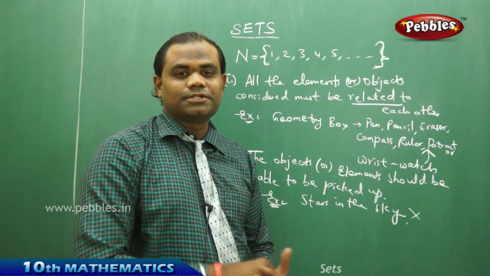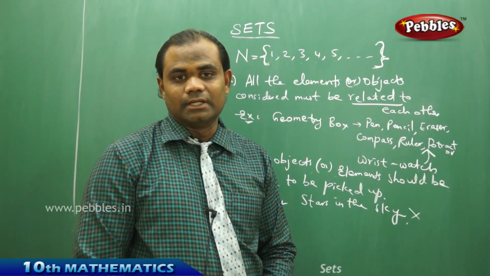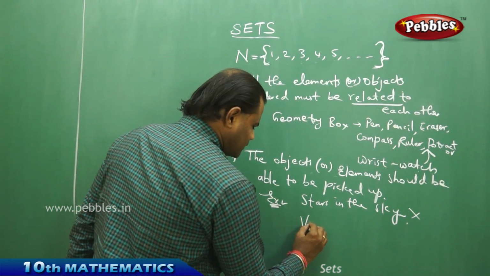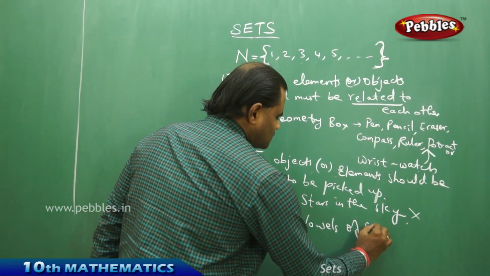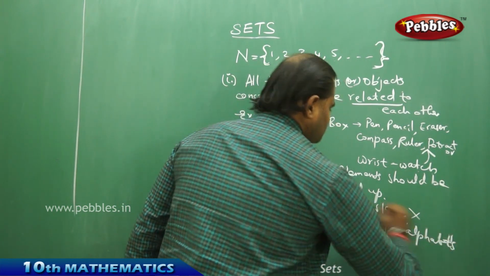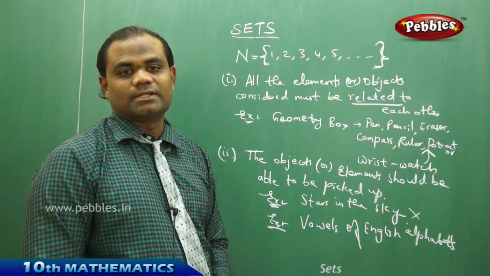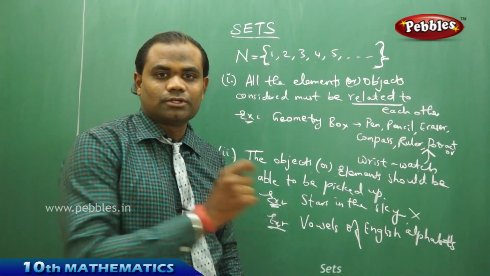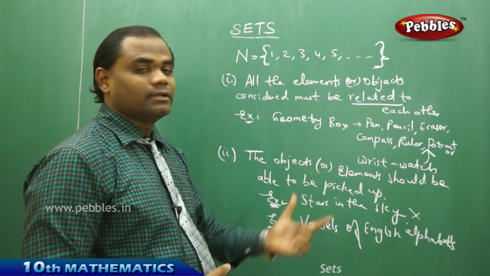But when I pick vowels from English alphabets, the vowels definitely can be picked from the 26 letters of the English alphabets, starting from A and ending with Z. So the vowels form a set, but the stars in the sky do not form a set. The instruments in the geometry box form a set, but when a wristwatch is included in the geometry box, it does not form a set, supported with limitation 1 and limitation 2.